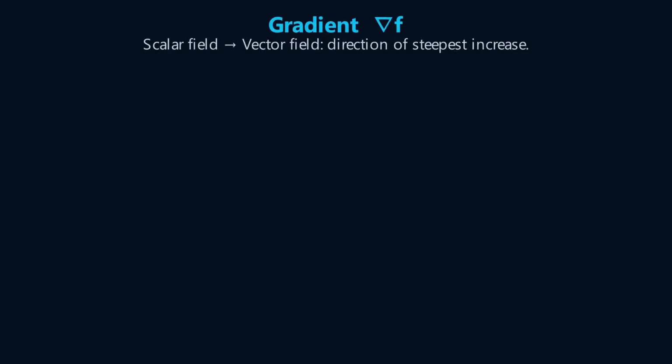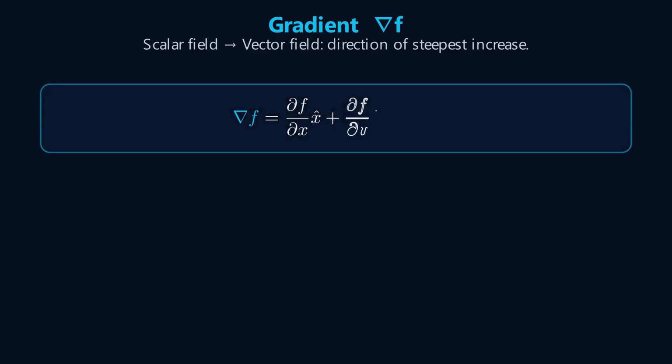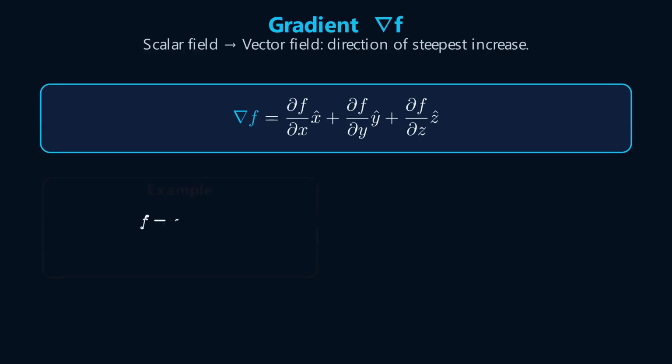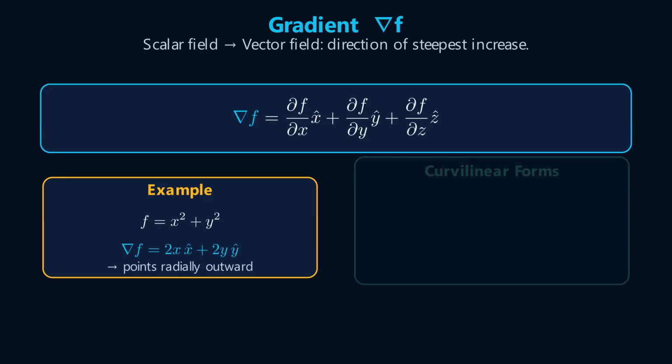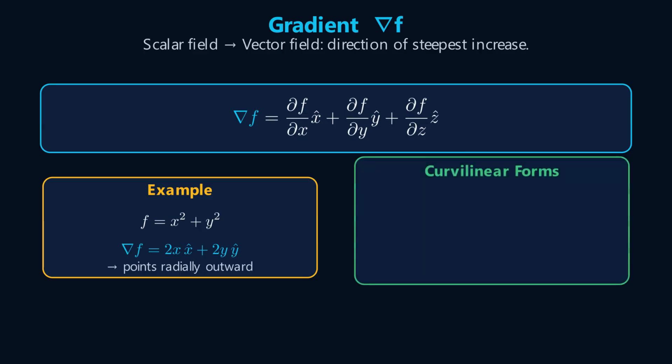Given a scalar function f of x, y, z, the gradient is defined as nabla f equals partial f over partial x, x hat, plus partial f over partial y, y hat, plus partial f over partial z, z hat. The gradient vector points in the direction of the greatest rate of increase of f, and its magnitude equals that rate of increase. Geometrically, the gradient is always perpendicular to the contour surfaces of constant f.